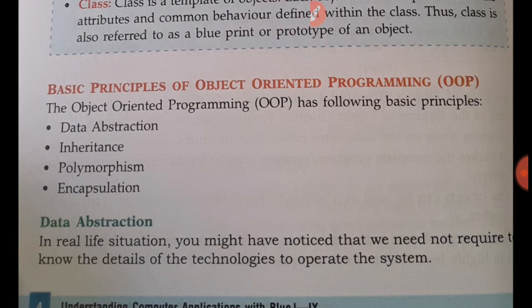This is the third part of lesson 1. In the previous part I was discussing the principles of OOP, object oriented programming. Two principles I have already explained, right? There are four principles as you can see on the screen: data abstraction, inheritance, polymorphism and encapsulation. Out of these I have already explained inheritance and polymorphism, right?